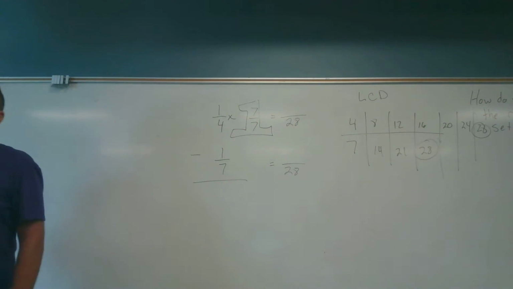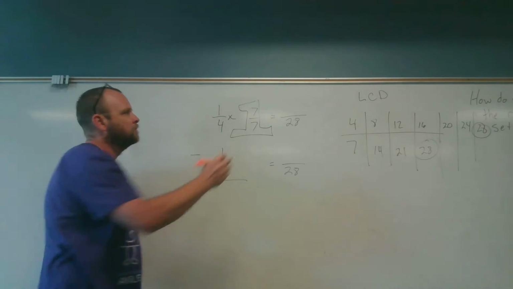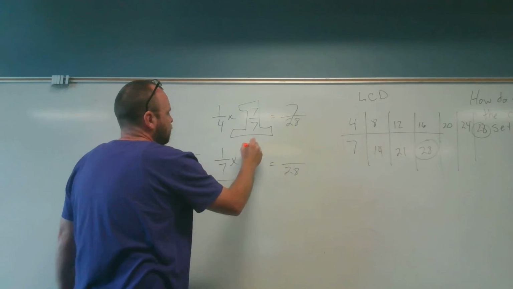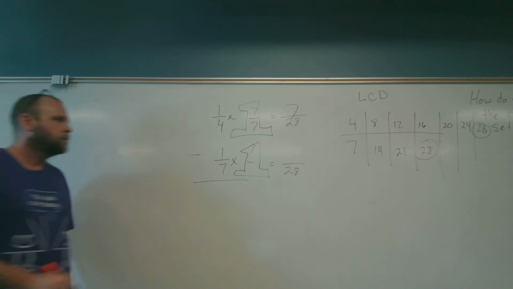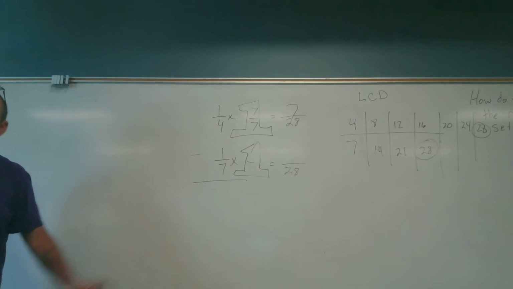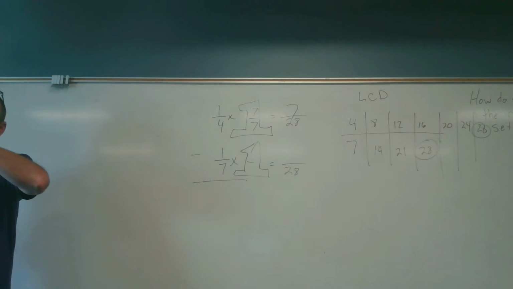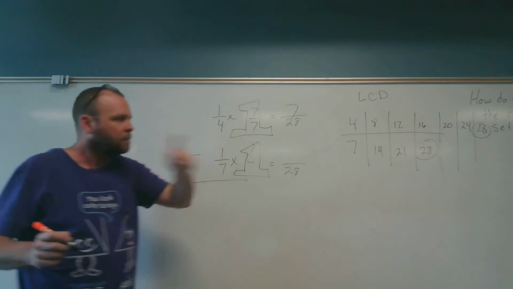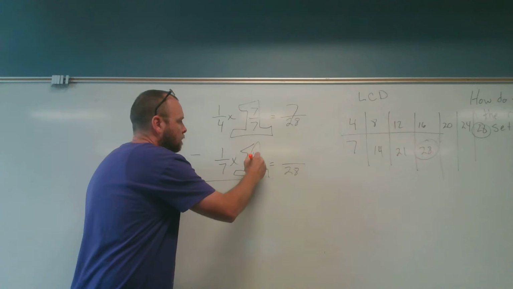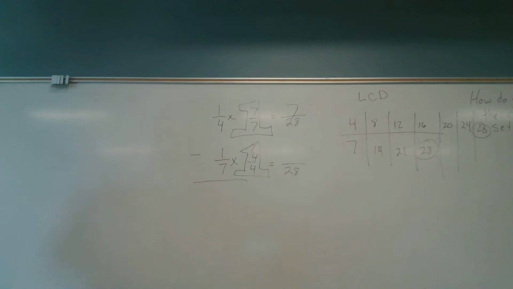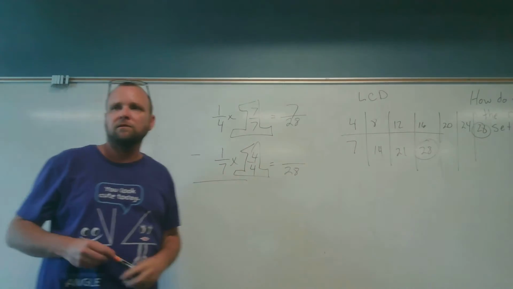My numerator is 7. What should I multiply 1/7 by, Alyssa? 4. 7 times what is 28? 1, 2, 3, 4. So Alyssa, what is my new numerator? 1 times 4 is 4.